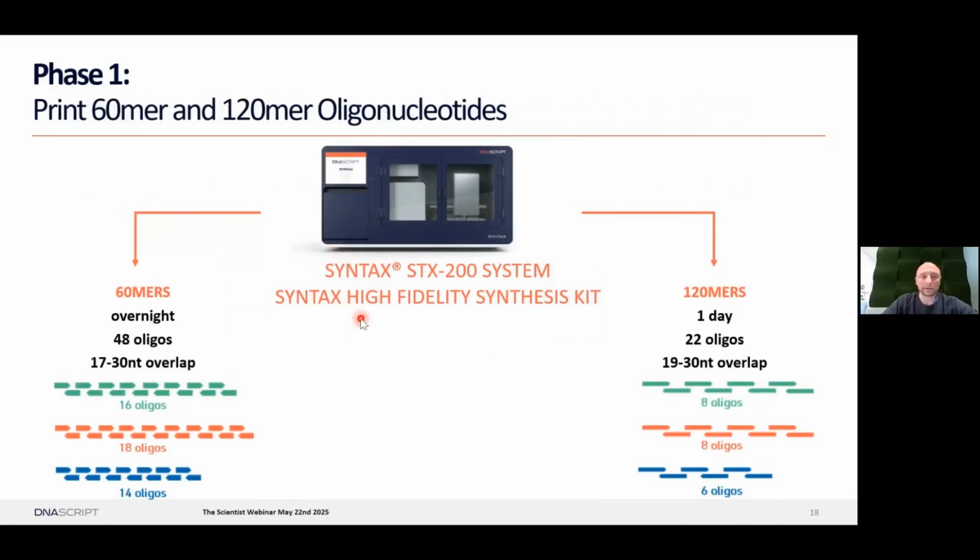So once you've done that, you just have to print them on our Syntax or order them at our service. With 60-mer oligos, it's 48 oligos that can be printed in 12 hours, so an overnight synthesis. With 120-mers, it's a total of 22 oligos, and they can be printed in 24 hours.